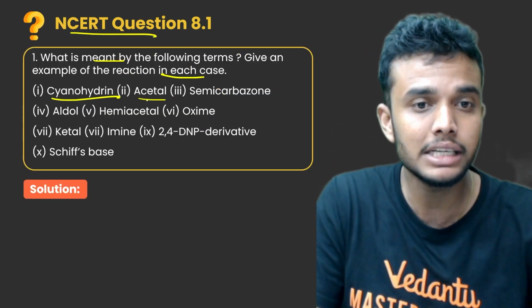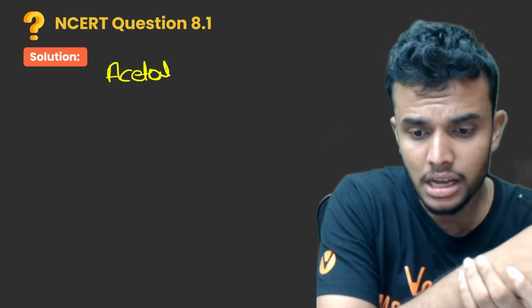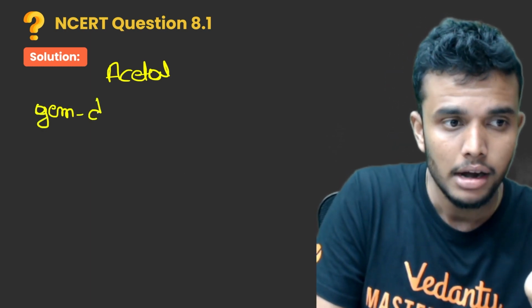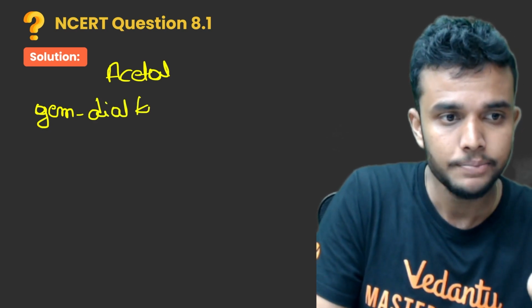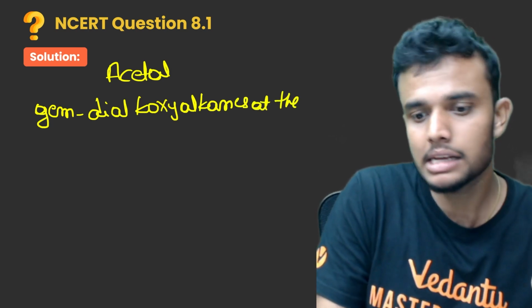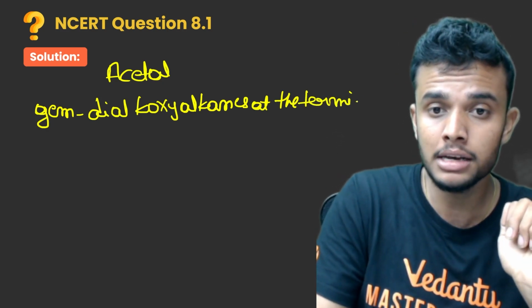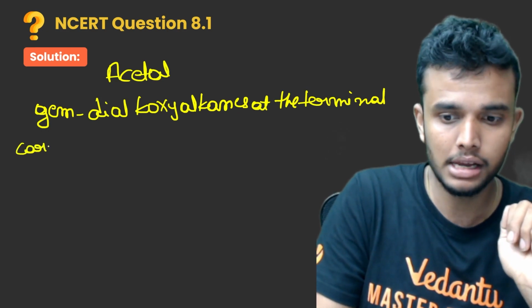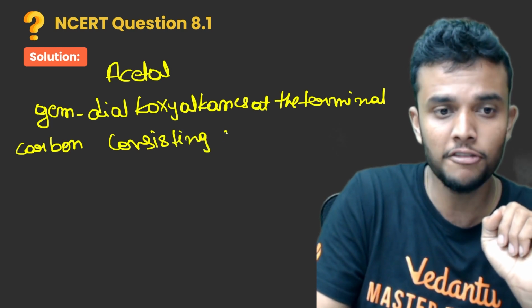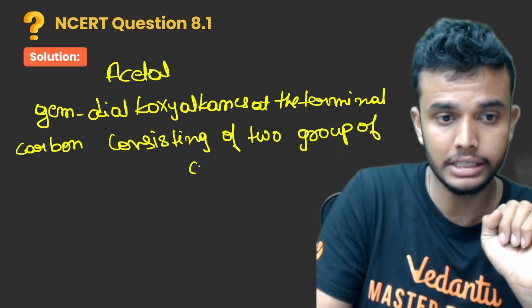The second one is acetal. Acetals are organic compounds containing gem-dialkoxy alkanes, that is, at the terminal carbon consisting of two alkoxy groups. Two alkoxy groups at the terminal carbon is called acetal.